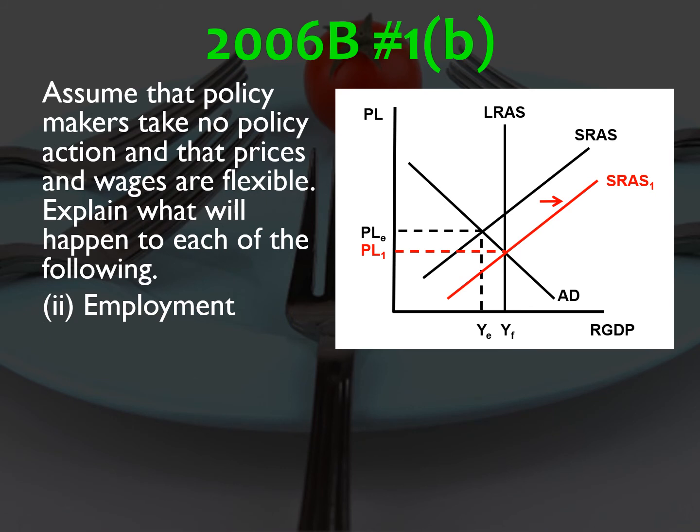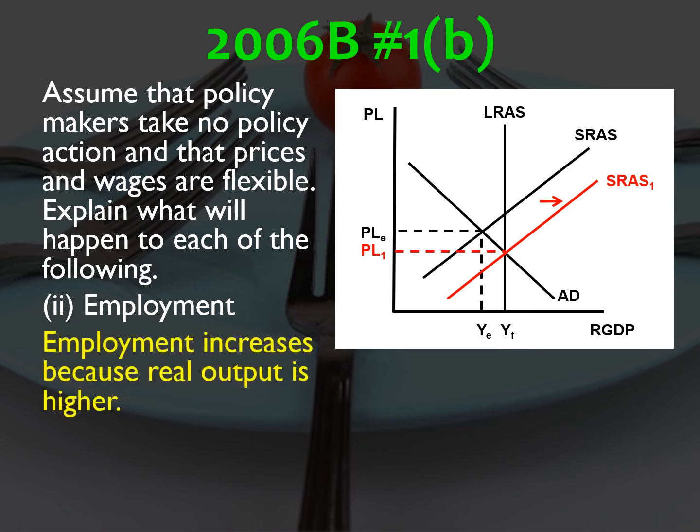Now let's see what happens to employment. Well, since real output increased, that's going to increase employment. Notice it asks about employment, not unemployment. So employment varies directly with real output.